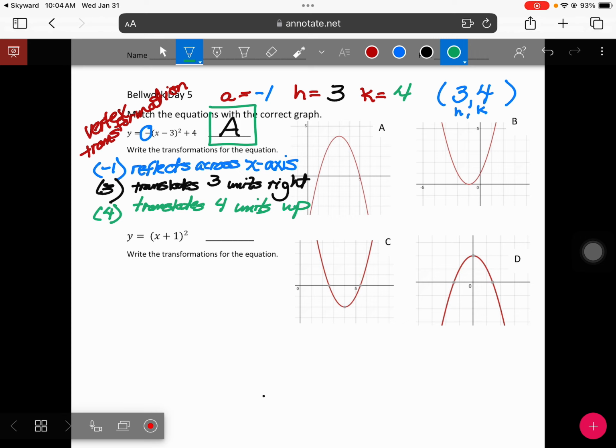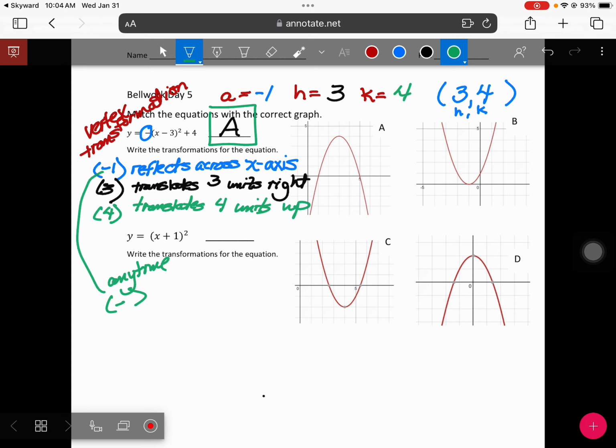Good question. How do I know if it is reflected across the x-axis? I mean, it did, right? We said a. How do we know if it's reflected across the x-axis? Right. Whenever it's negative, that means it's not going to be opening up. It's going to be opening downward. So it's reflected down. So anytime you have a negative a value, that's when it is reflected. Great question.